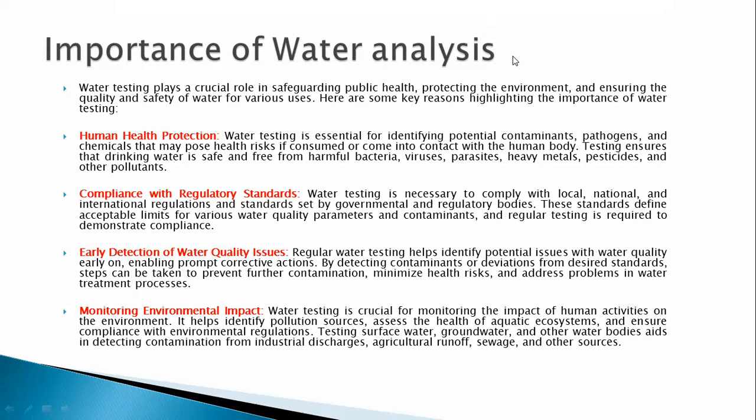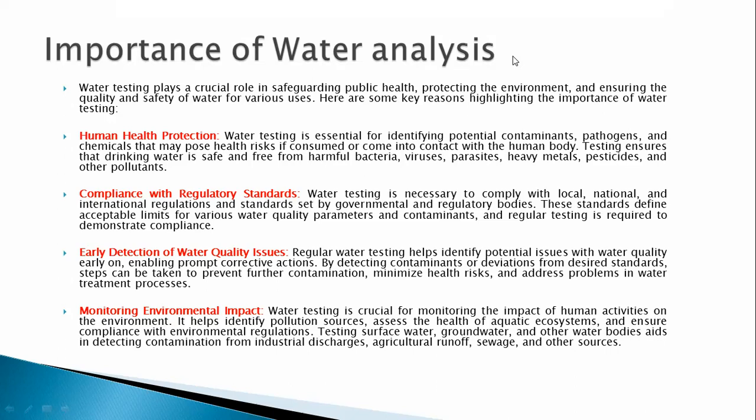coli, for instance, automatically, you can judge the kind of human activity that's taking place. That is poo. That means there's fecal contamination in the water. So it helps identify pollution sources. You can trace pollution sources, assess the health of aquatic ecosystems, and ensure compliance with environmental regulations.